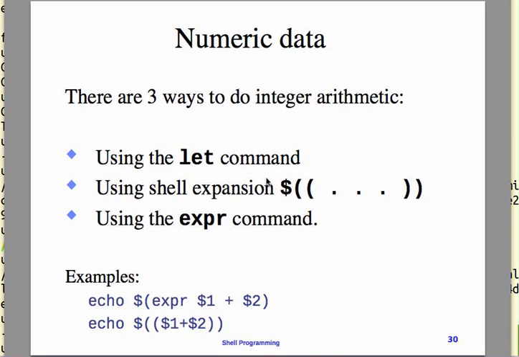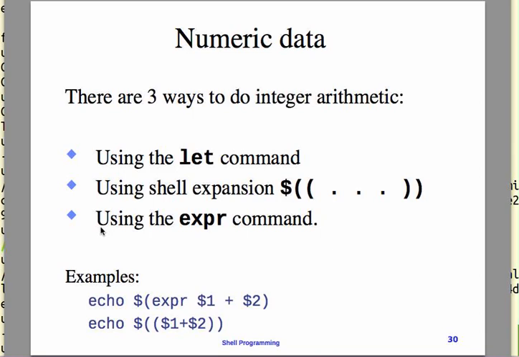Let's take a look at how to treat variables as numbers, as in how to look at numeric data. There are three basic ways to do integer arithmetic. They're all equivalent, and the most general one is expr. So you can use the let command, or you can use shell expansion. This is an example of shell expansion.